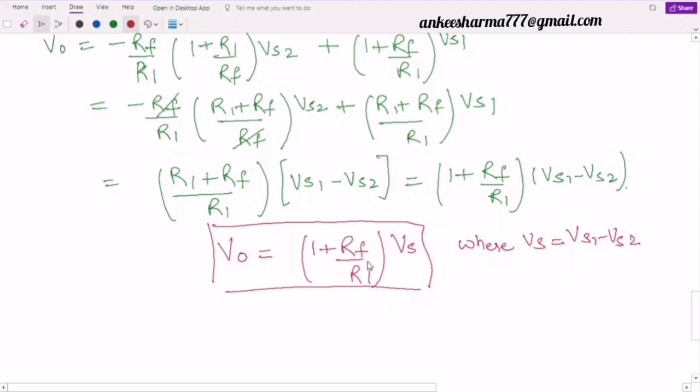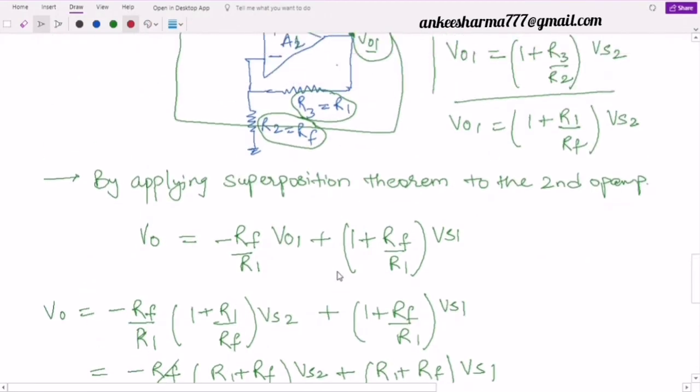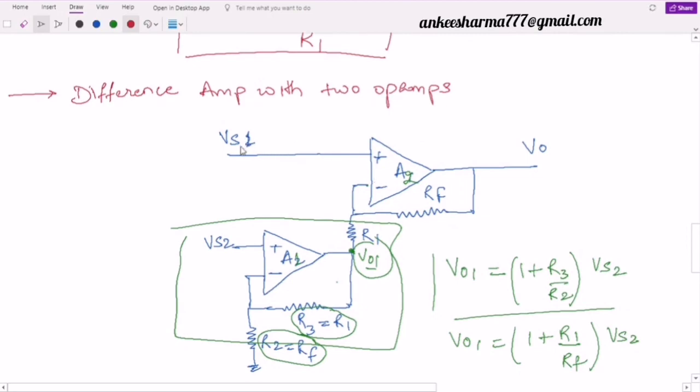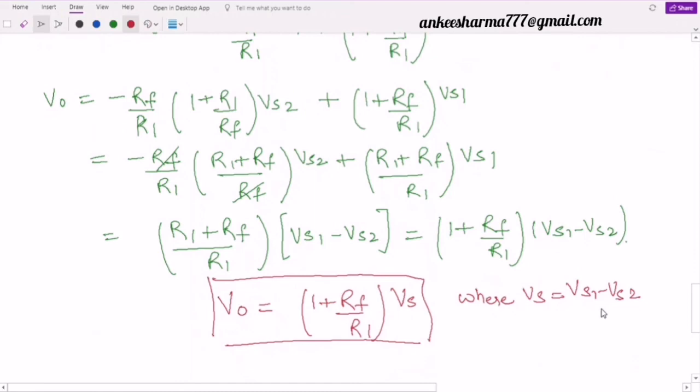Now if you see here that I have obtained a gain equal to 1 plus RF by R1, and the reason for that is the input VS1 has been applied at the non-inverting terminal. So if we are taking VS1 minus VS2, definitely VS1 will be considered. The gain that you were supposed to get on VS1, that is 1 plus RF by R1, we have obtained that in the output also. Any doubts related to it?